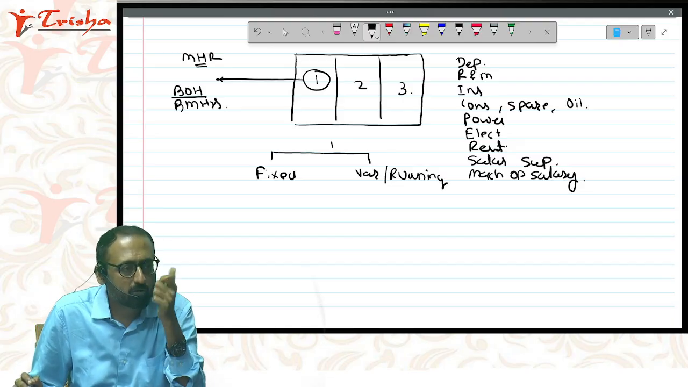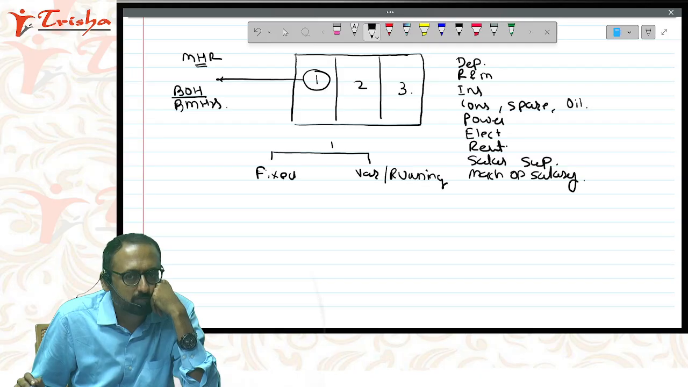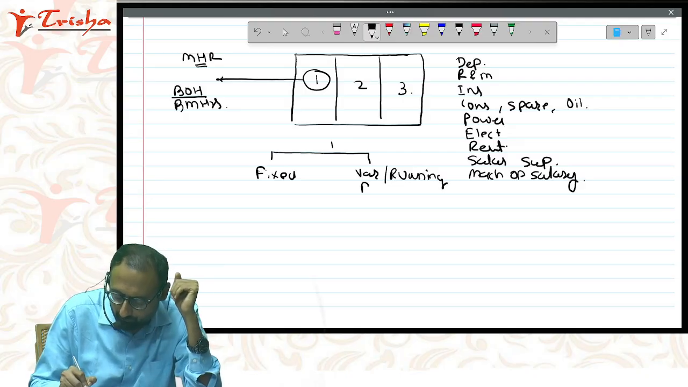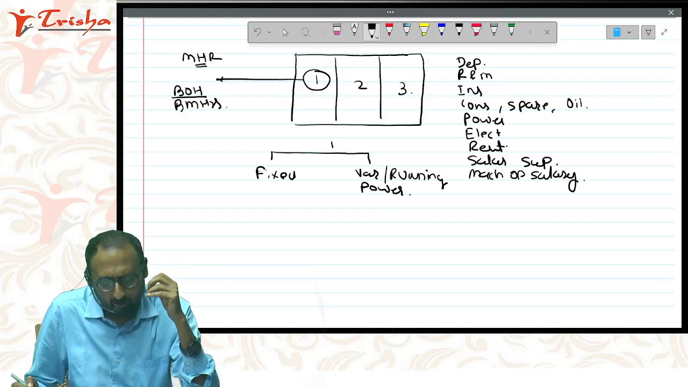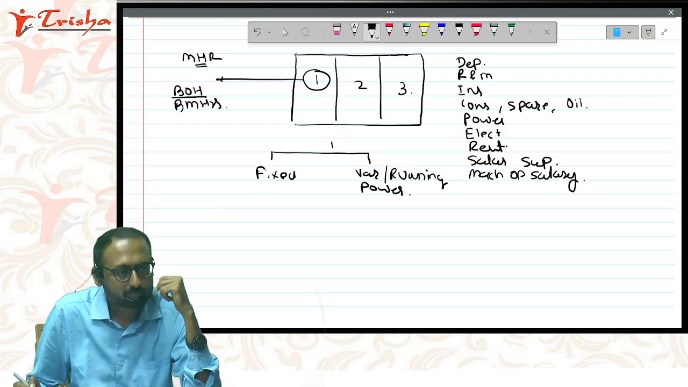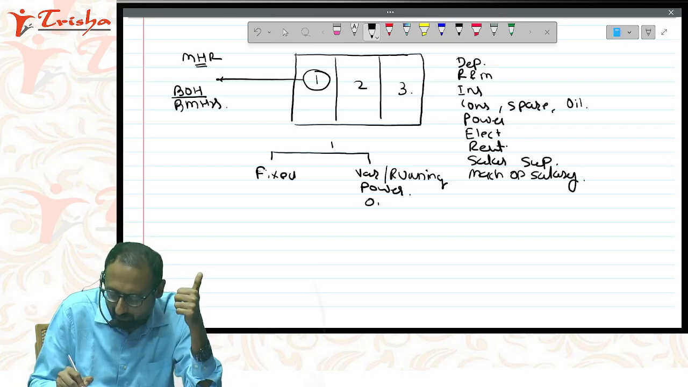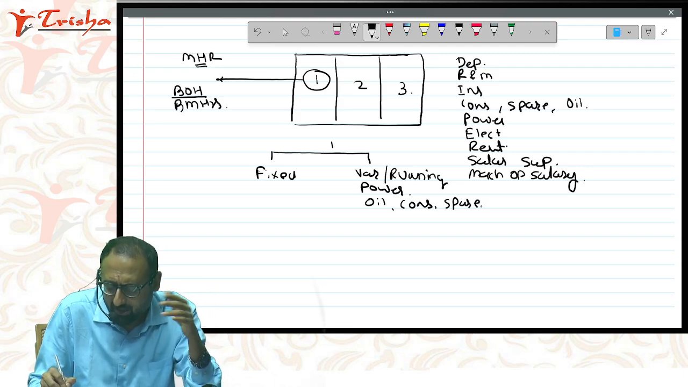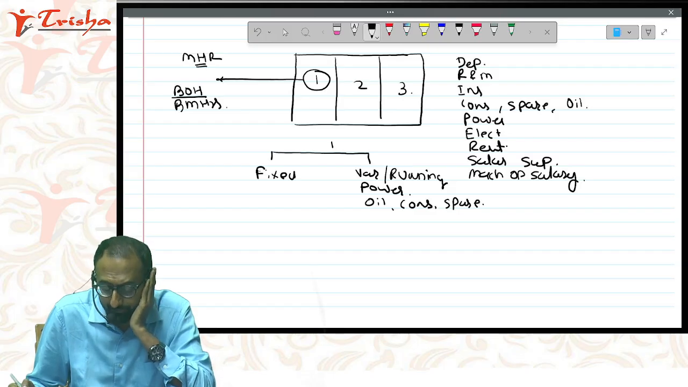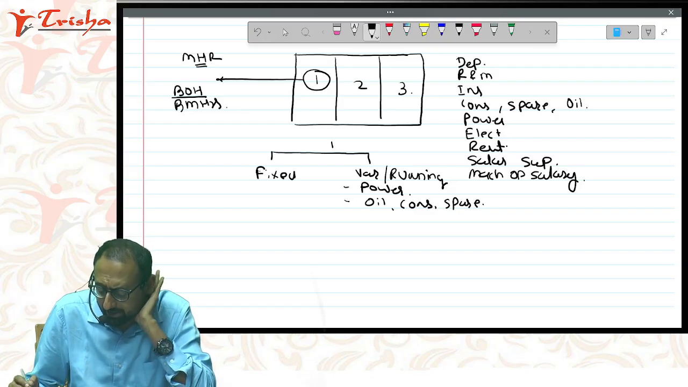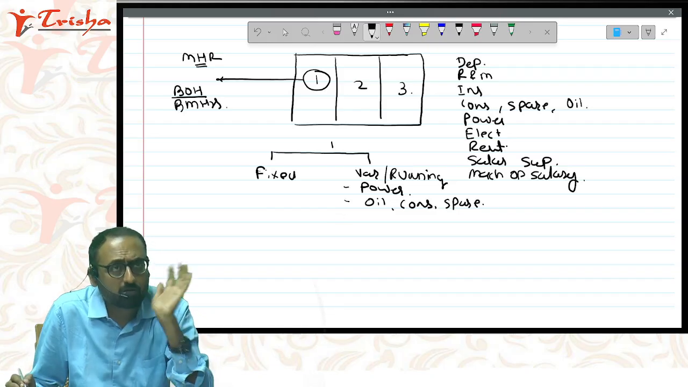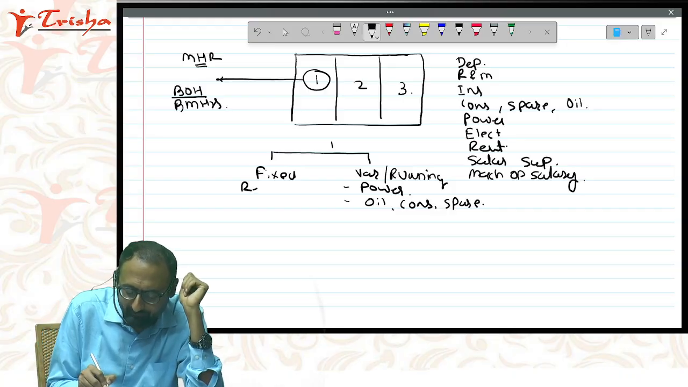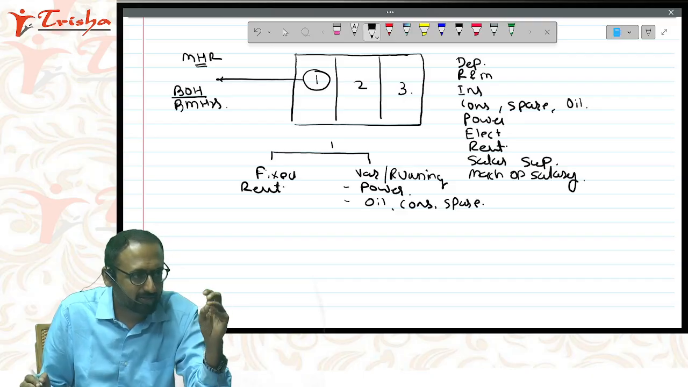Power cost. Power cost of that machinery, is it variable or fixed? Power cost is variable. Running expenses. Oil, grease, consumable stores are variable. One more: spare part replacement is variable. Next item will be rent of the entire factory or rent of that department. Rent is fixed.